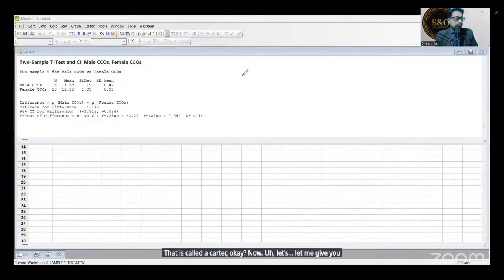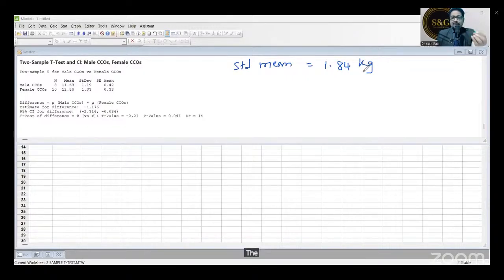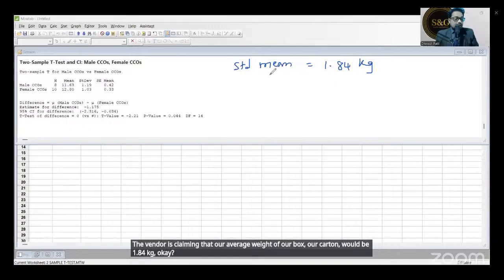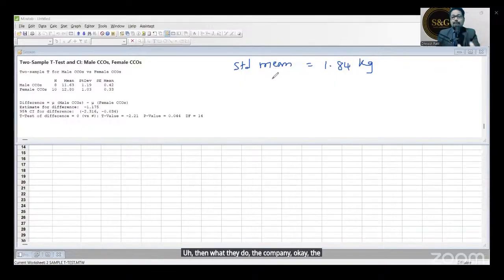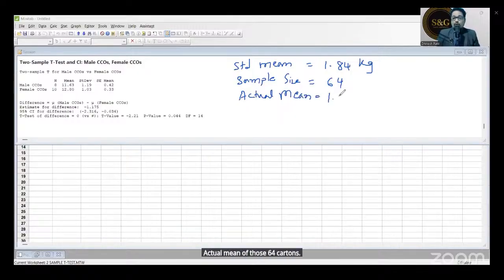Let me give you one data set. There is a standard mean here. Just write this down in your notepad: 1.84 kilogram. That means the vendor is claiming that the average weight of our carton box would be 1.84 kg. Then the customer company's engineers take some sample. The sample size is 64. They found that the actual mean of those 64 cartons was 1.88 kilogram.